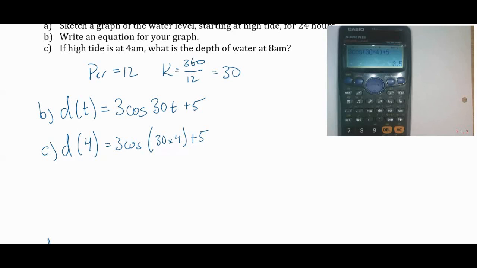3.5. Therefore, the water level is 3.5 meters at 8 a.m.